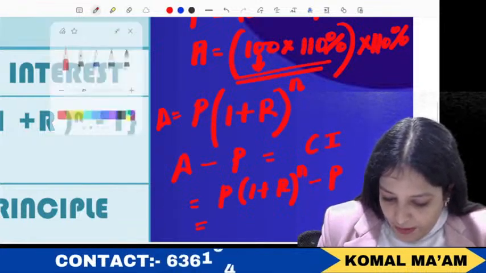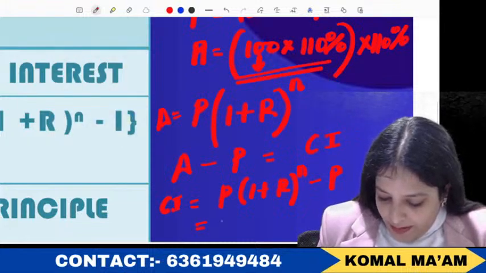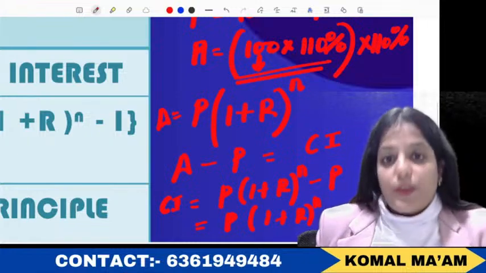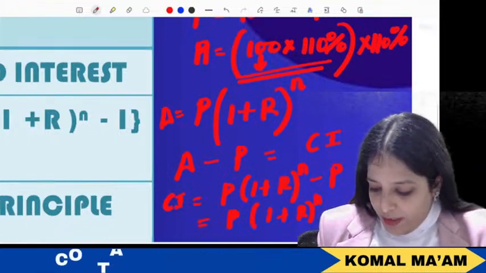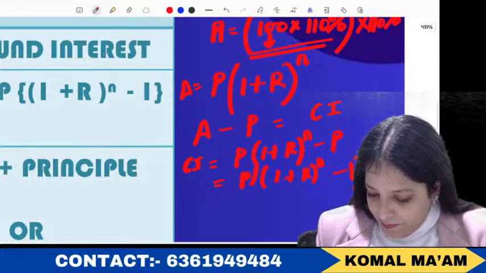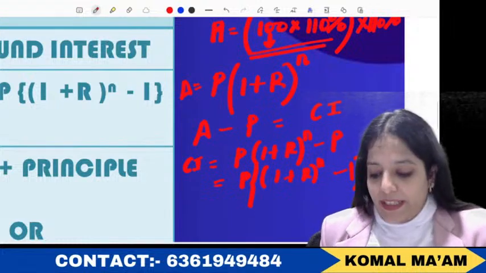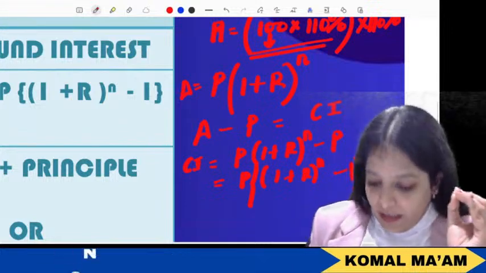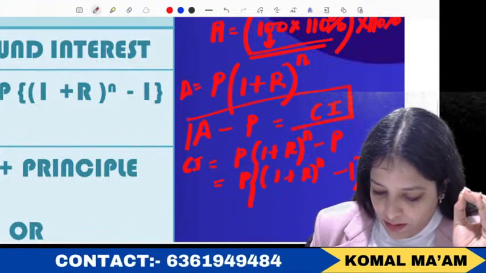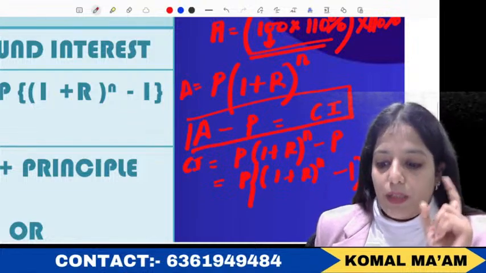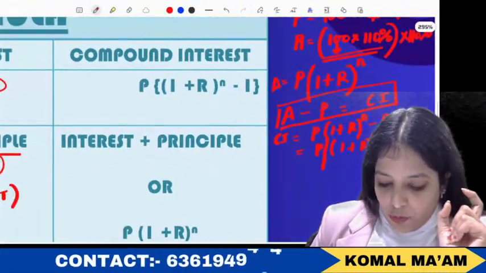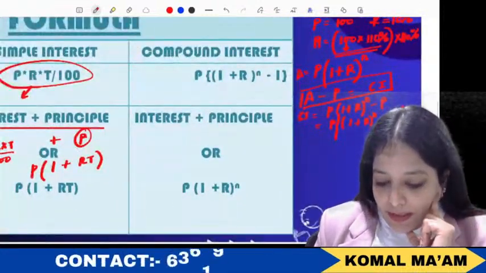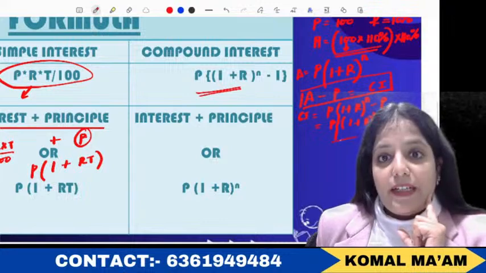So the direct way to calculate compound interest is, take P common, minus 1. So this is the direct way to calculate the compound interest. What I did was substitute the value of A in this formula to find the compound interest formula directly. So we have the following formulas in case of compound interest. How can you calculate compound interest directly? This is the formula which I derived now.